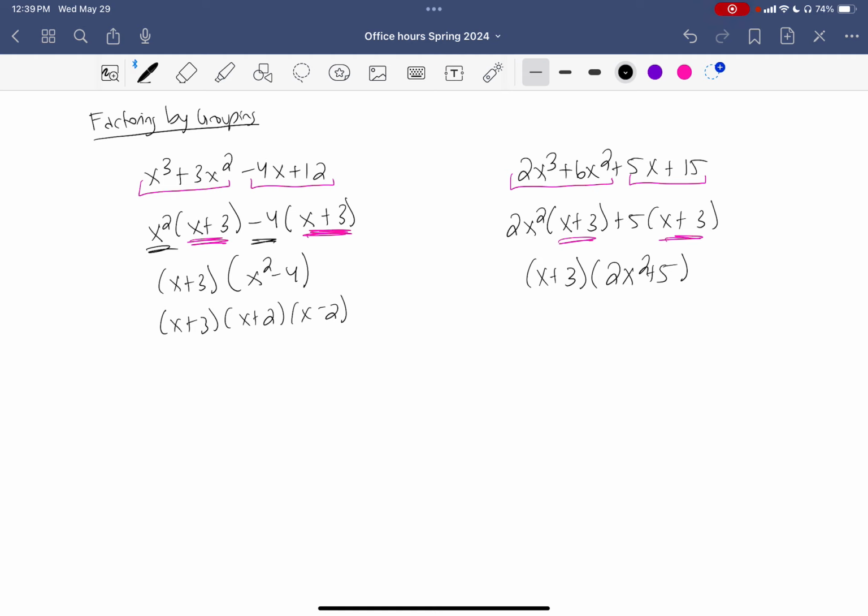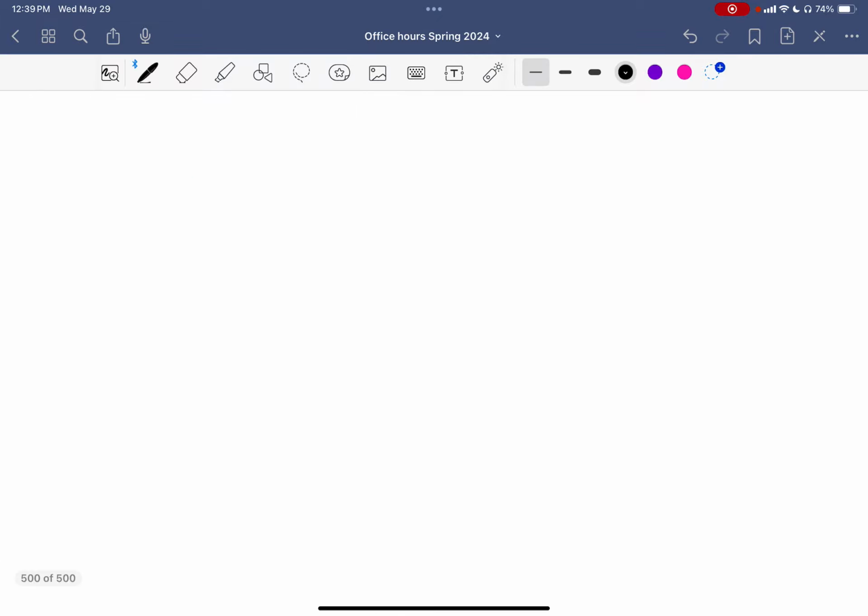All right, so now that we know how to factor by grouping, I'm going to return to general quadratics. That is quadratics with a number in front of x squared. And I'm going to do something called the AC method.